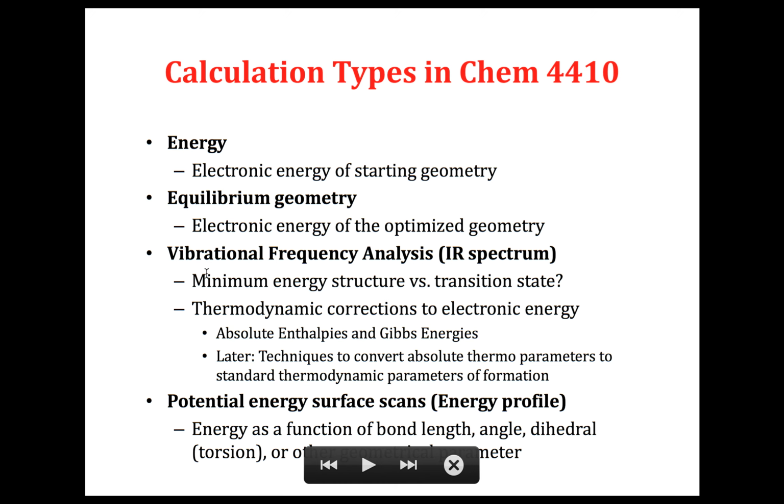But vibrational frequency analysis allows us to establish if our structure is a minimum energy structure or a transition state. A minimum energy structure will have all real vibrational frequencies. A transition state will have one imaginary vibrational frequency, all the others being real. If you're imagining a transition state being like the maximum point, it loses one of its real vibrational modes and replaces it with an imaginary mode.